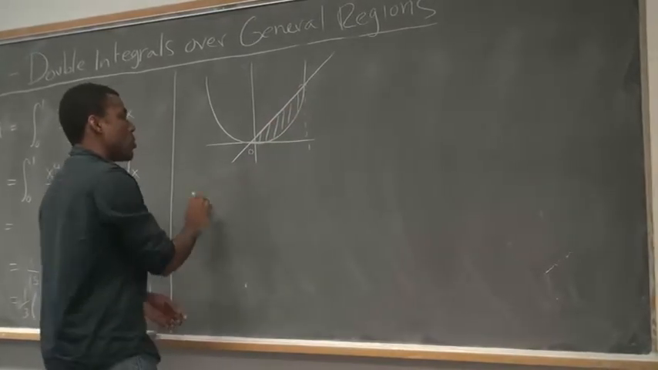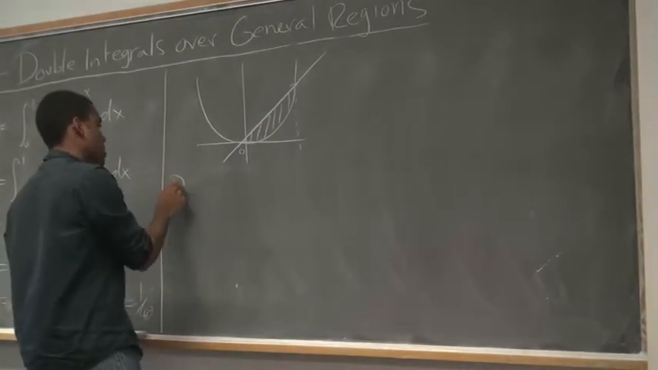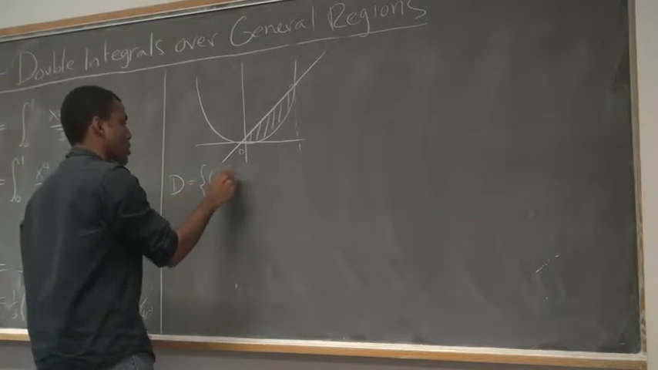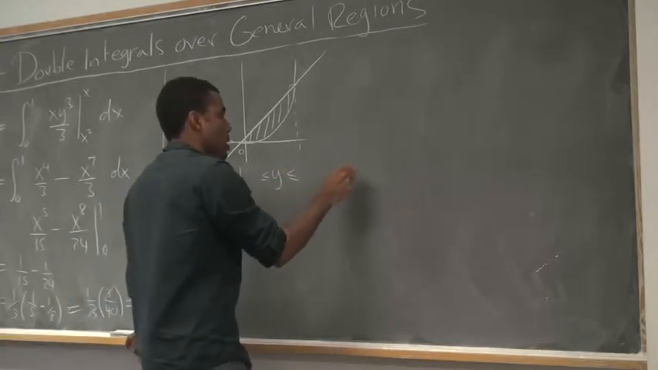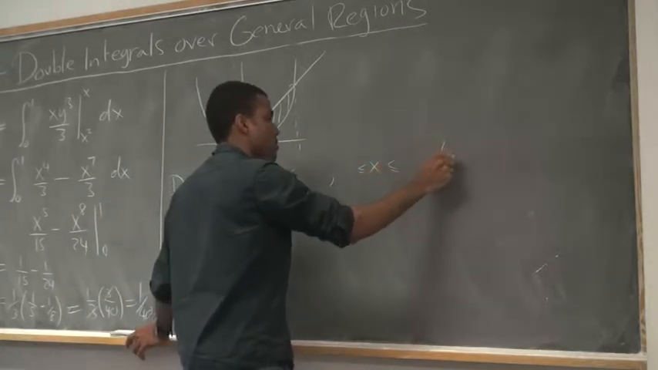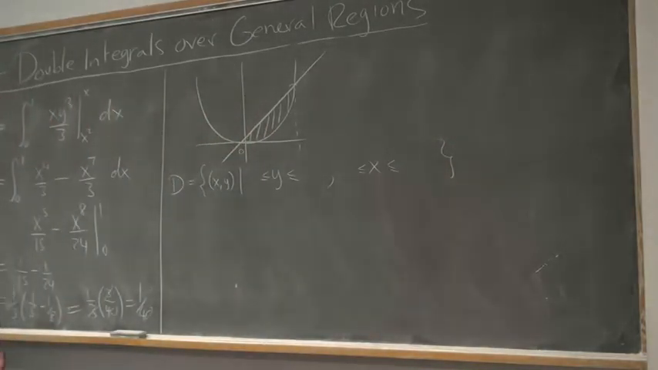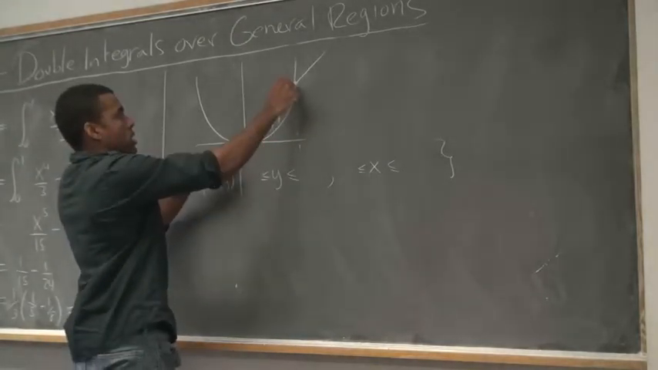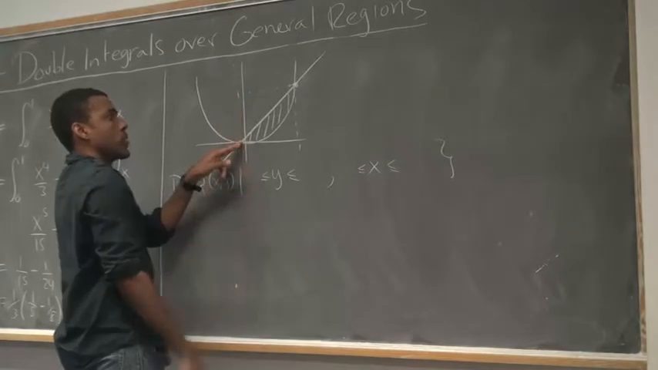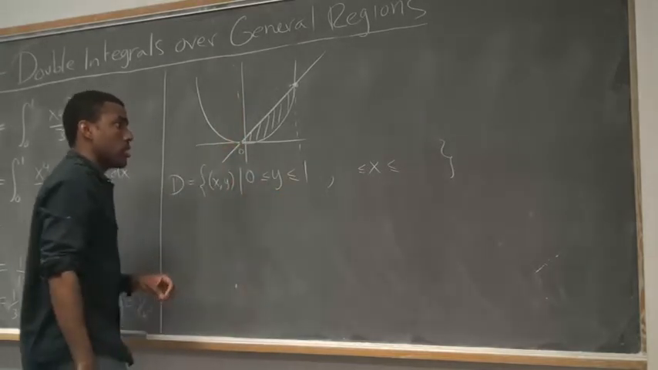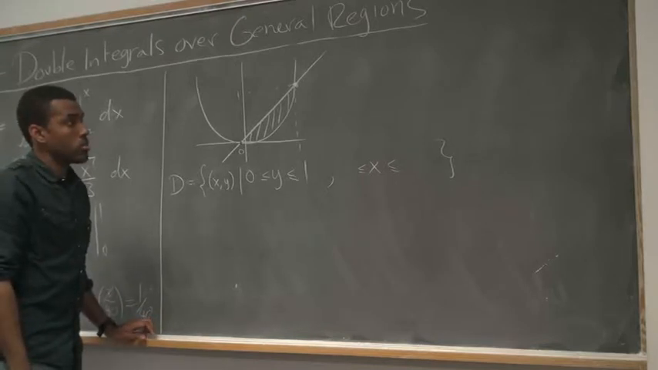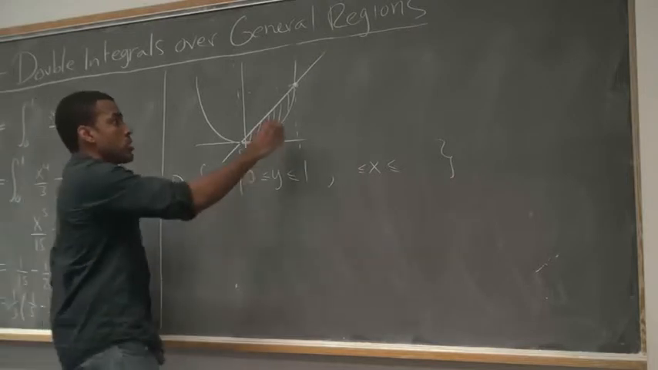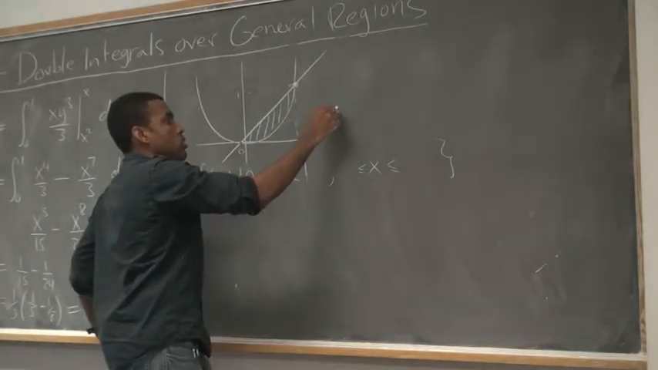Here's my region, so now I want to describe this as, now I want my y to go between constants and my x to go between functions. What would the constants for the y be? Right, so you'd have to actually find the y value. Here, it intersects when it's 1, so y goes from 0 to 1. What about the x? Square root of y. The function over here is x equals the square root of y.